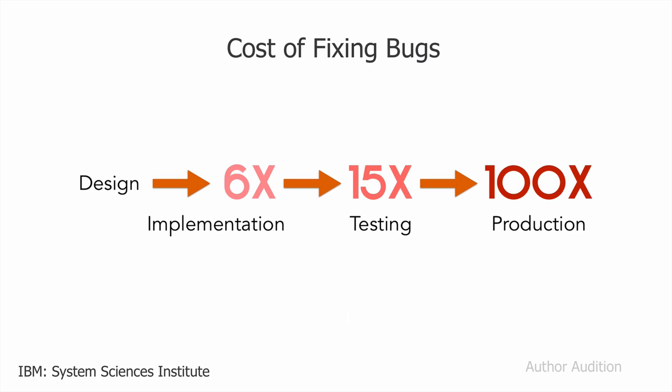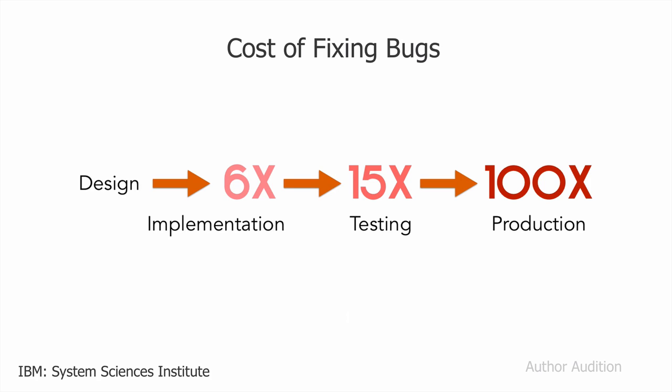If you look at these statistics from the System Sciences Institute of IBM, you'd see that these statistics are no joke. For instance, when you have a bug in the design phase or the implementation phase, it costs you 6 times to fix the bug. But once that bug goes into the testing phase, it costs 15 times the amount of resources that it would take to fix.